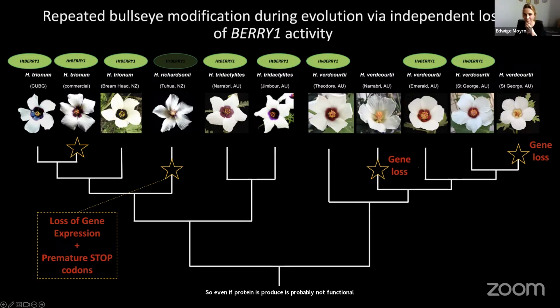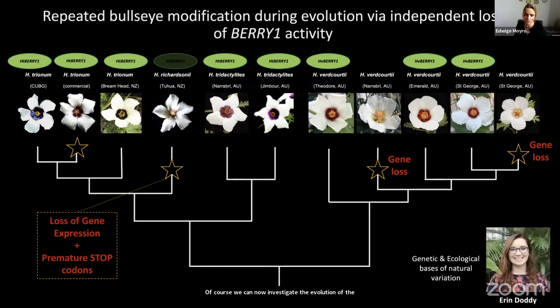Interestingly, what we found is that in 2 different populations of a different species of the complex, the bullseye loss correlates with the loss of the same gene. The homologue of BERI1 in this population seems to have been completely lost from the genome. Of course, we can now investigate the evolution of the other features of the bullseye and of the trait. And Erin joined our lab recently to combine population genetics and field work to try to do just that.